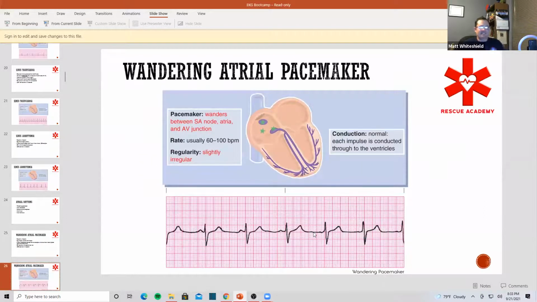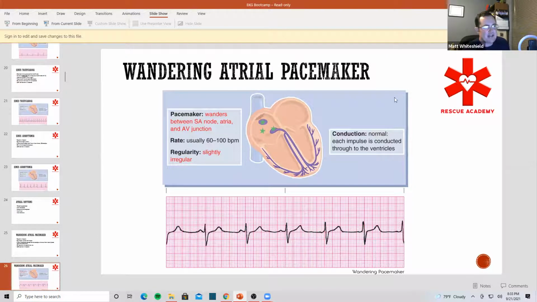Let's take a look at this. Pay attention to the P waves. The P waves change in shape, okay? Over here, this P wave is almost missing, right? Now, some of these P waves, they get crazy looking. They might have a little notch in it. They're all over the place.